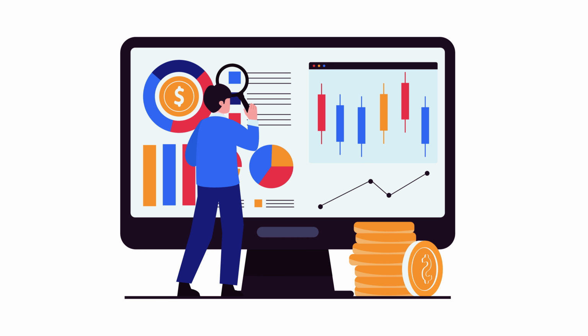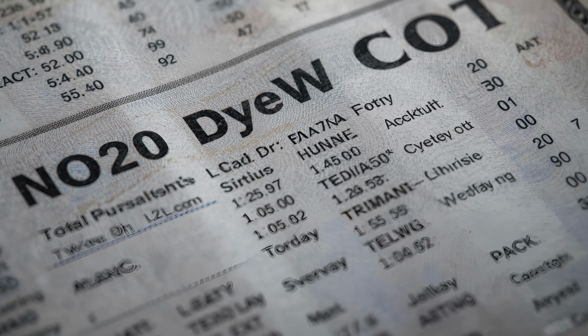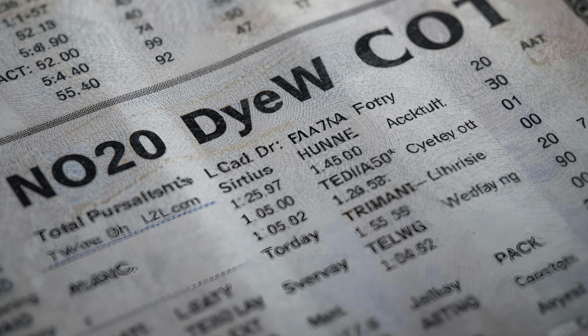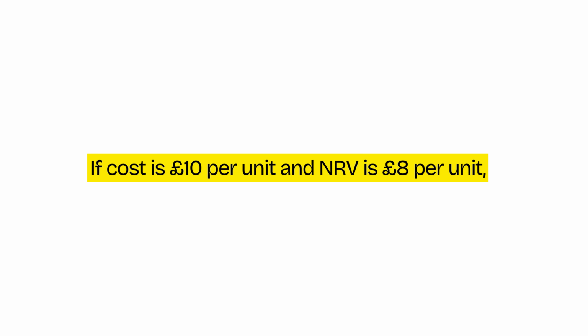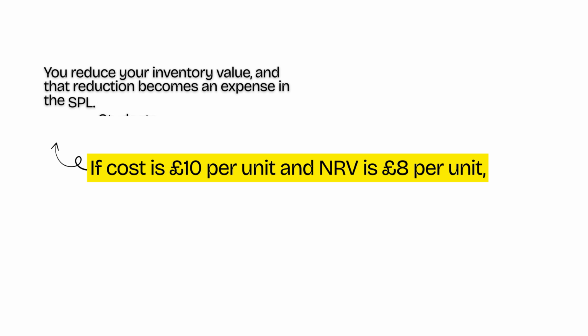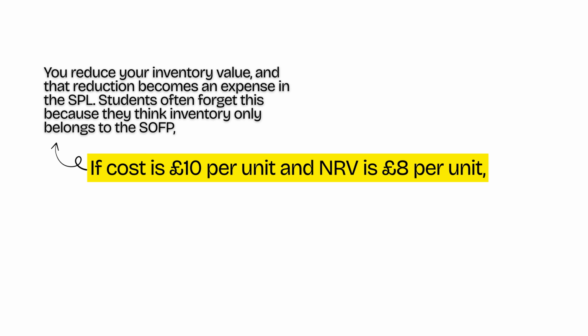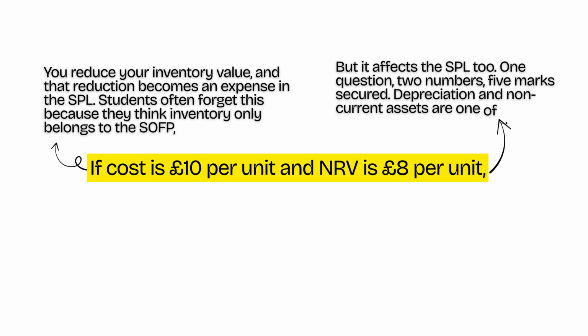Inventory valuation is a consistent exam topic. FIFO means first in first out, so earlier units are issued first. AVCO means average cost, calculated by total cost divided by total units after each purchase. The tricky part is cost versus NRV. Inventory must always be valued at the lower of the two. If cost is £10 per unit and NRV is £8 per unit, you reduce your inventory value, and that reduction becomes an expense in the SPL. Students often forget this because they think inventory only belongs to the SOFP, but it affects the SPL too. 1 question, 2 numbers, 5 marks secured.